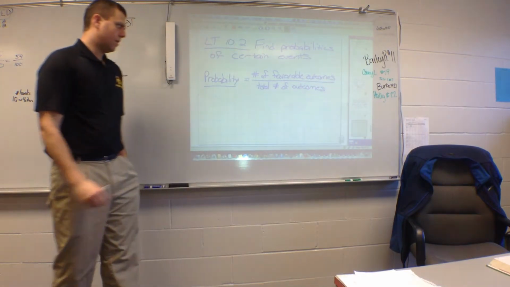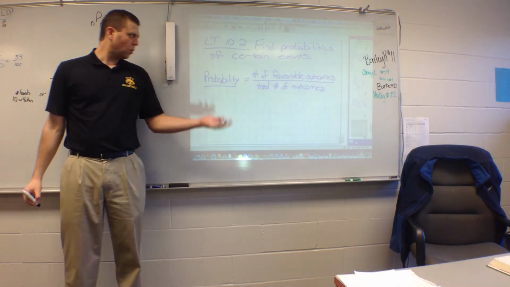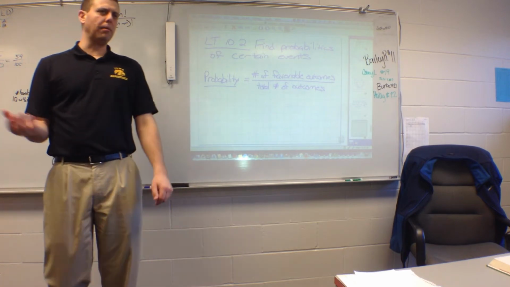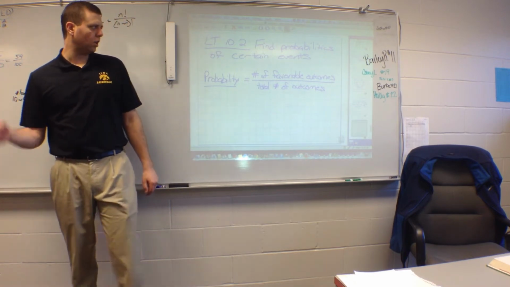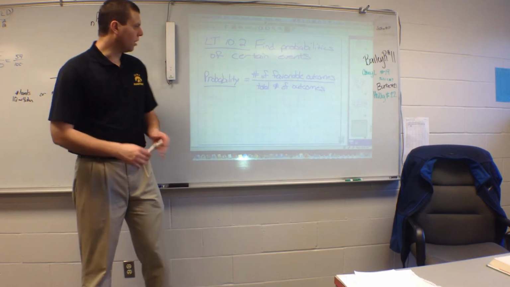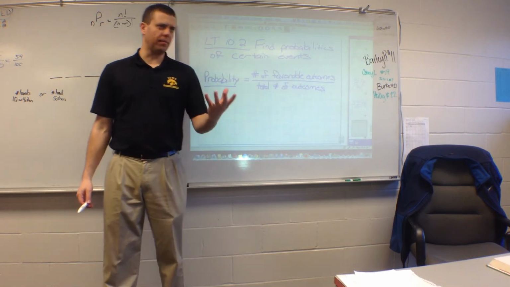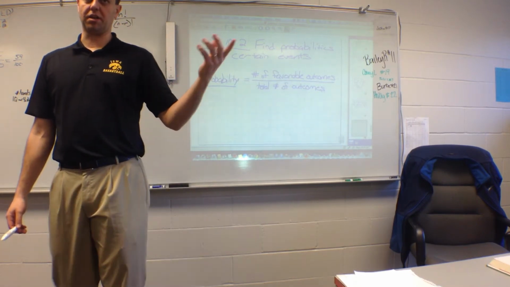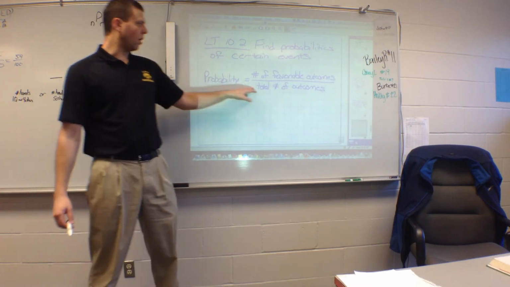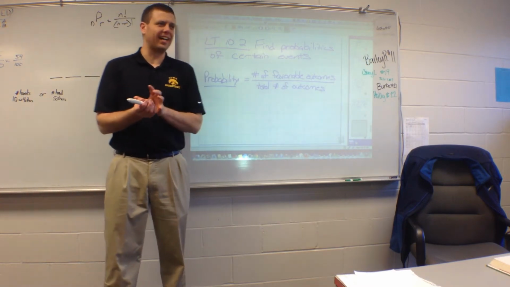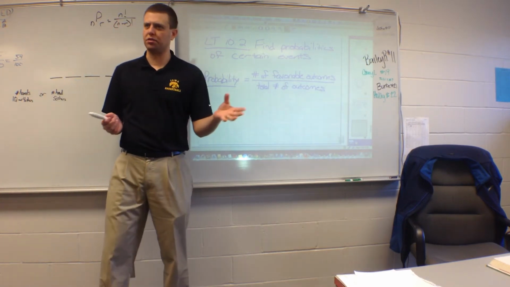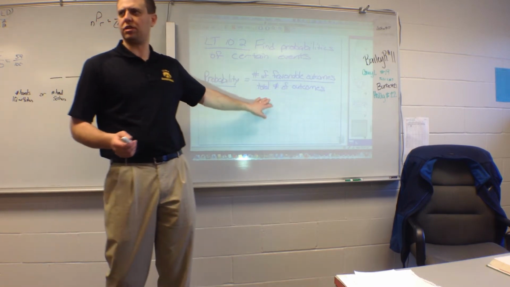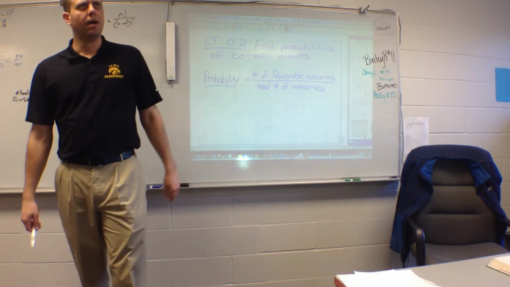Such as when you roll a dice and I say, what is the probability that you roll a 6? Well, there's only one favorable outcome on a dice that has a 6 on it. And then there are 6 total sides on the dice, so the probability that you roll a 6 would be 1 out of 6.